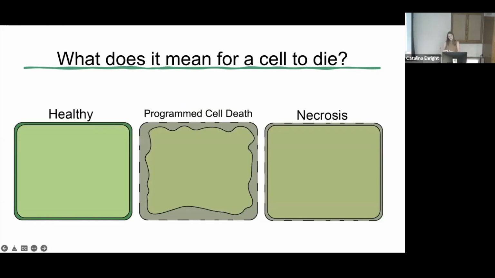And this really got me thinking, what does it mean for a cell to die anyway? So I've got these 3 little cartoons of cells. We've got a healthy cell with a nice, robust cell wall, and we have cells that are undergoing programmed cell death and necrosis. They both have a compromised cell wall, but they have different appearance and different causes.